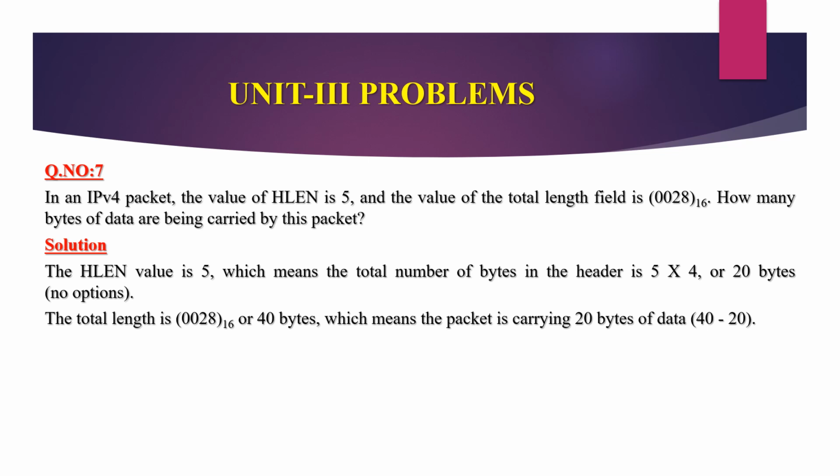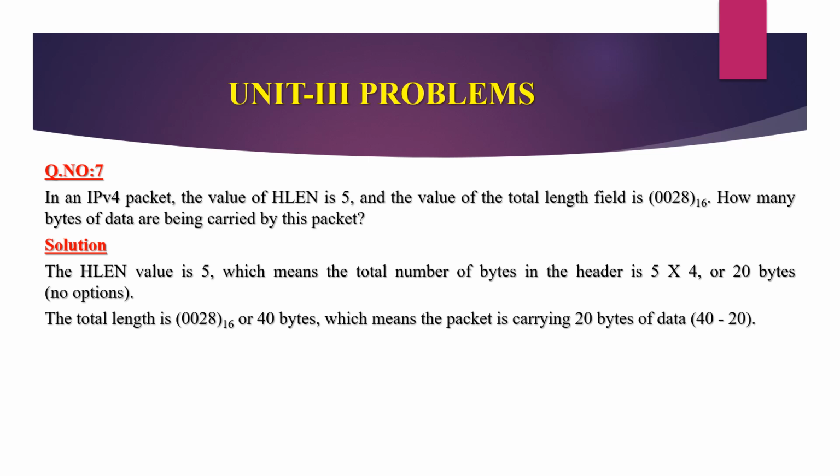The value of HLEN is 5, which means that the total number of bytes in the header is 5 into 4, which is 20 bytes, no options. The total length is 0028 hexadecimal, which is equal to 40 bytes, which means that the packet is carrying 20 bytes of data and 20 bytes of header.